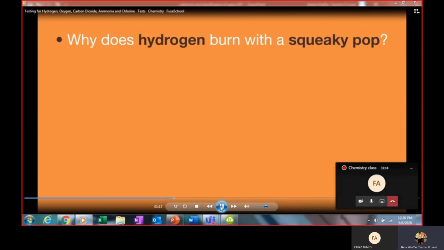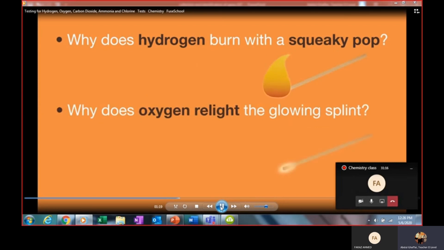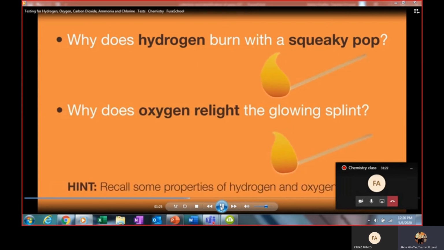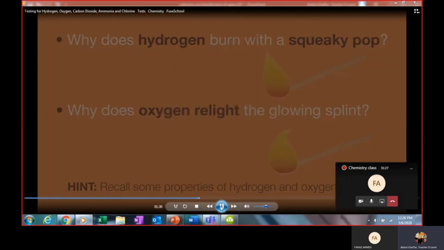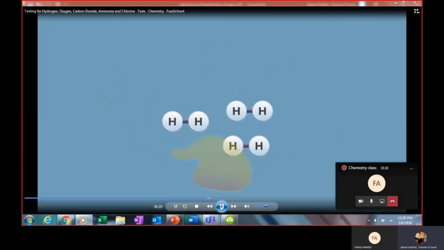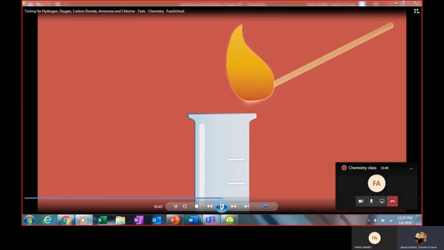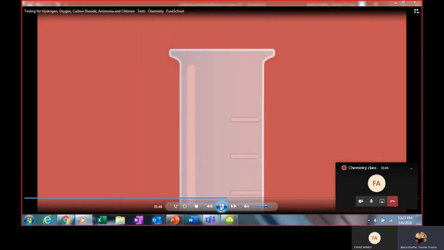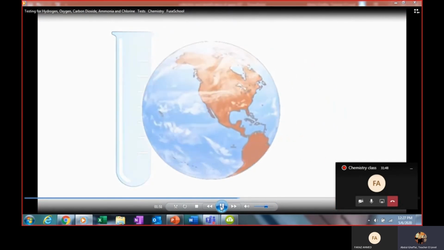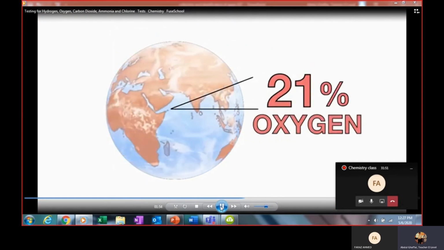Why does hydrogen burn with a squeaky pop? Why does oxygen relight the glowing splint? Hint: recall some properties of hydrogen and oxygen. Please pause the lesson to think about this and resume once you are done. Hydrogen is highly flammable, and the pop sound that you hear is actually a mini explosion. The glowing splint relights in the presence of oxygen as there is a higher concentration of oxygen in the reaction vessel than in air, which is only 21% oxygen.